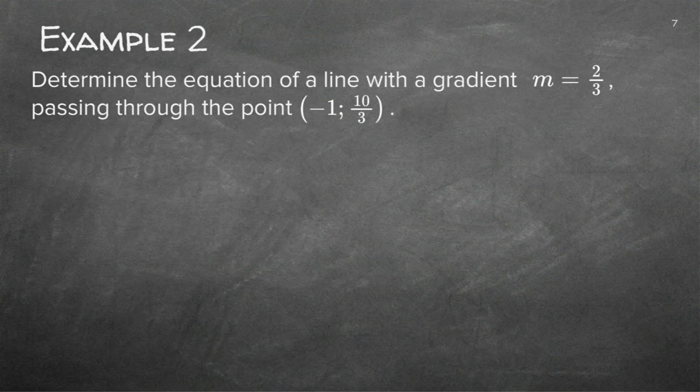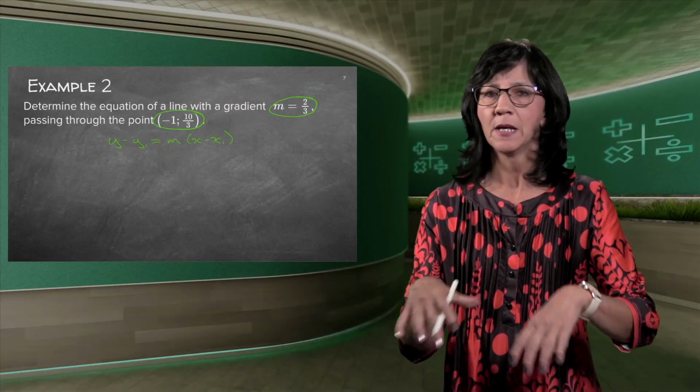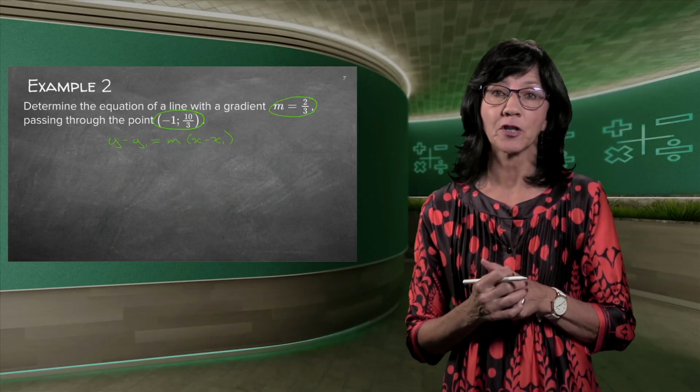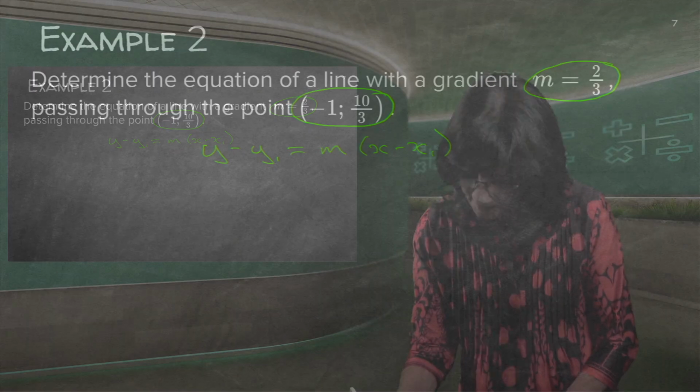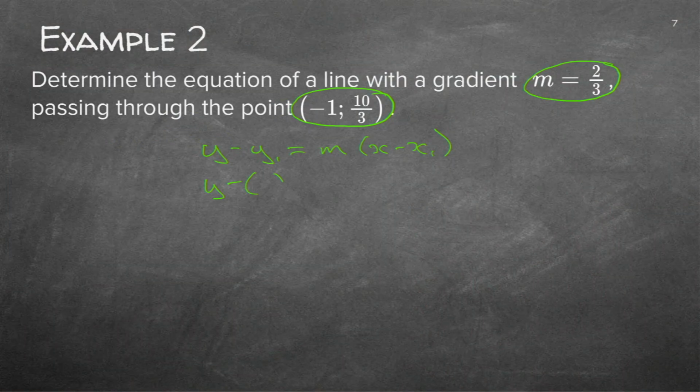Good. Example 2. Determine the equation with m is 2/3, and there's my point. Immediately, I'm going to write down my formula. y minus y1 is equal to m times x minus x1. Now, the only reason we're doing the second example is that there are now lots of fractions, and we make a lot of mistakes with fractions. So let's see. I'm going to do y minus, empty bracket, in this case it's 10/3. Remember there, the y1. m they gave me as 2/3. x minus, empty bracket, which is minus 1.